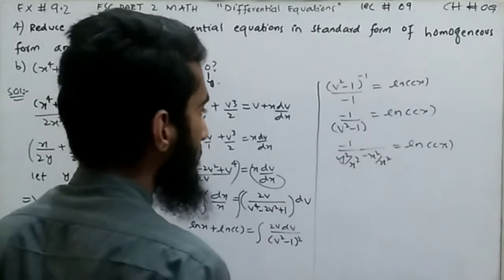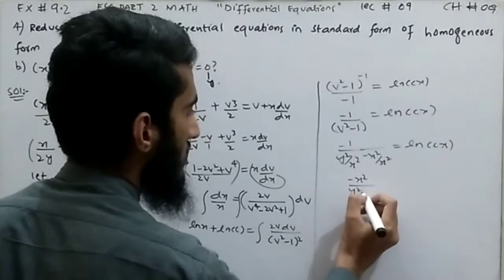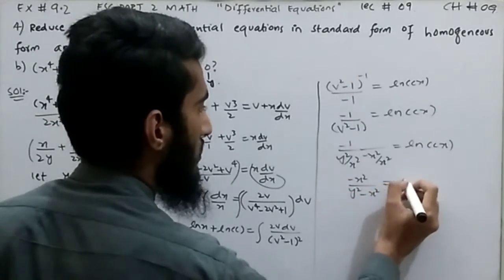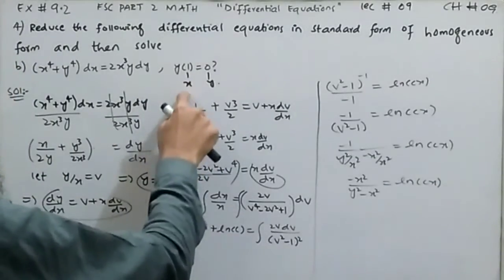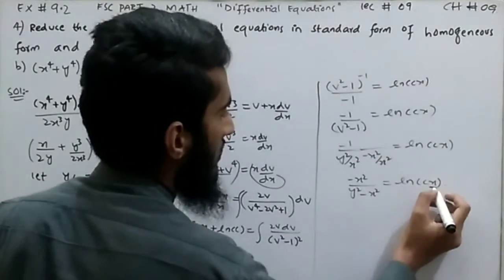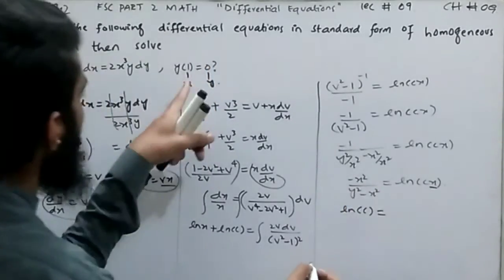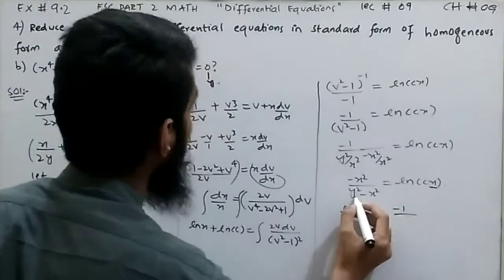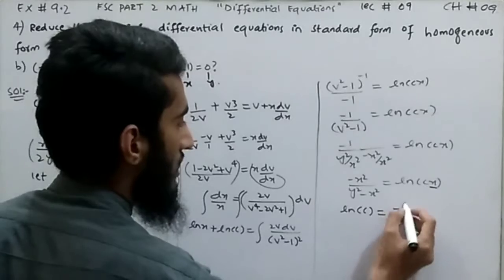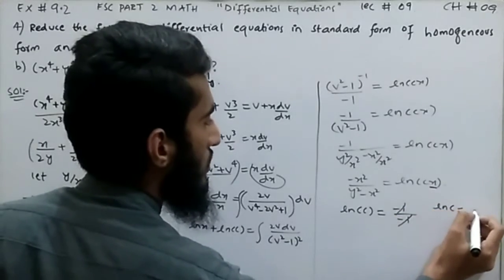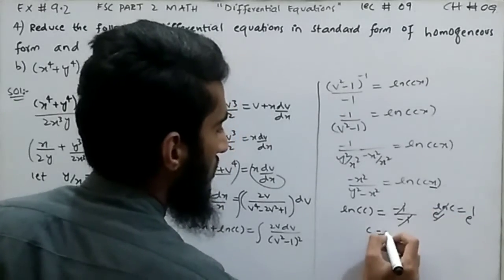Further simplify it. So x square moves to the numerator, it becomes minus x square, and in the denominator we are left with y square minus x square is equal to ln of cx. Now putting the required values, x is 1, so it becomes ln of c is equal to minus 1 over y, where y is 0, which gives us 0, so minus times x is 1, so minus 1. So ln of c is equal to 1. Taking exponential on both sides, the required value of c is equal to e.